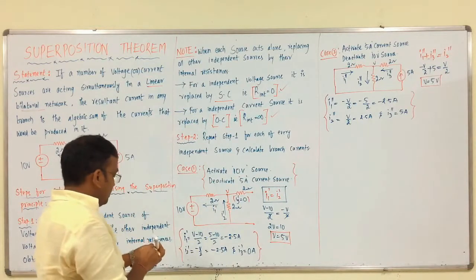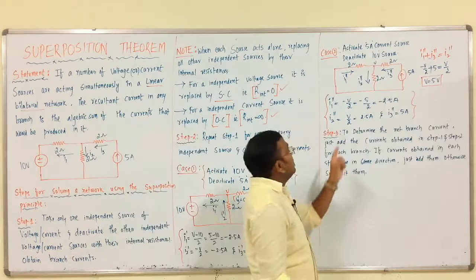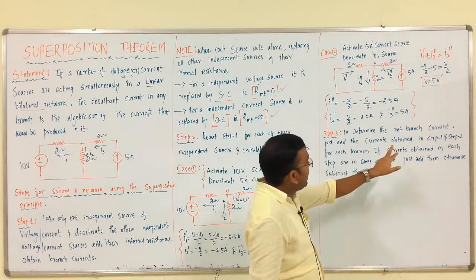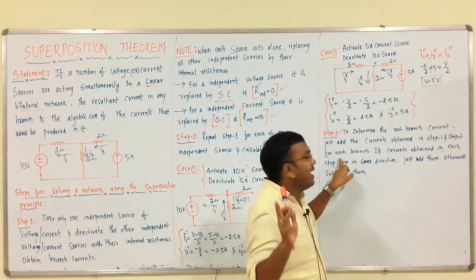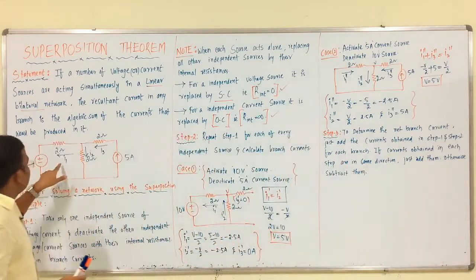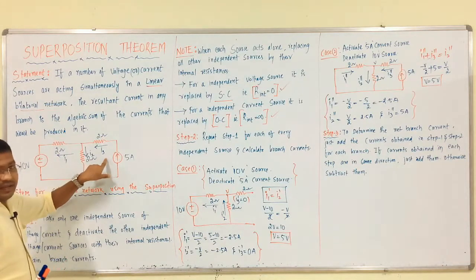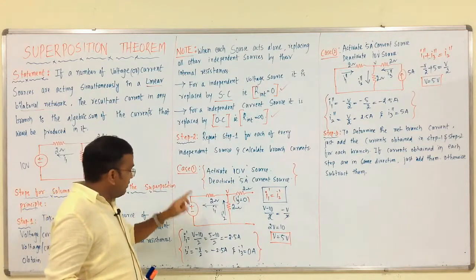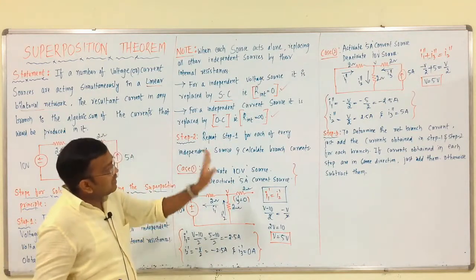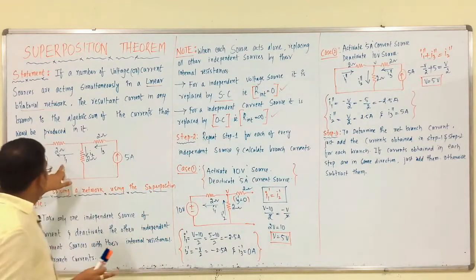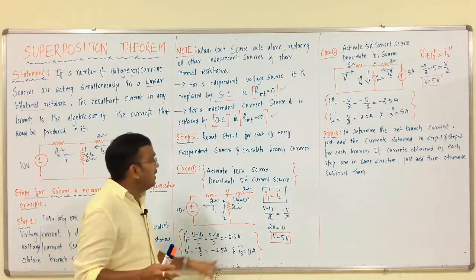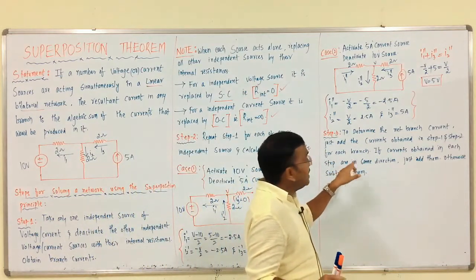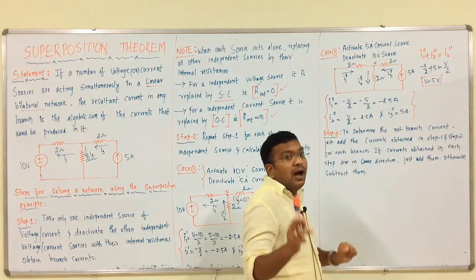That is it. Okay. Next, we have to discuss step 3. This is step 3. To determine the net branch current, just add the currents obtained in step 1 and step 2 for each branch. Means we have to calculate these branch currents I1, I2, I3, right. For this, we have two cases. For each and every case, we are getting different branch currents, for case 1, case 2, like that. So, to get I1, I2, I3, we just have to add these currents. If currents obtained in each step are in the same direction, just add them, otherwise subtract them.